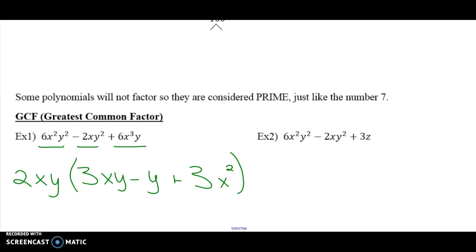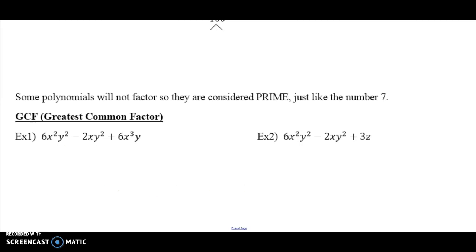Do number 2 on your own. It's on 30. Do they all divide by 2? No. Do they all divide by 3? No. Do they all have an x? No. Do they all have a y? No. Do they all have a z? No. What word do we use to describe something that doesn't divide except for 1 and itself?